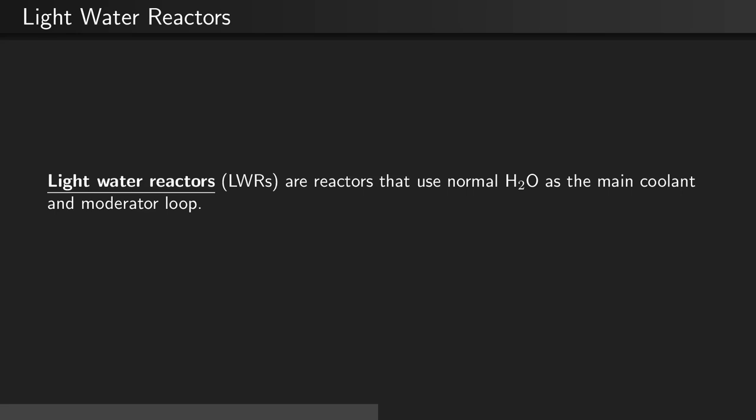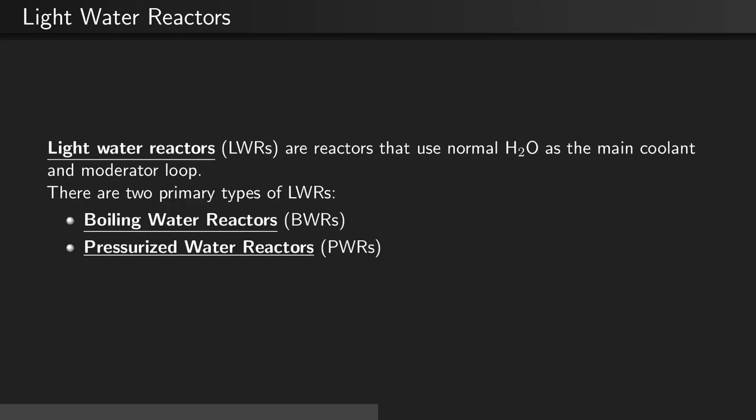Light water reactors are reactors that use normal water as the main coolant and moderator loop. There are two primary types of LWRs, boiling water reactors or BWRs, and pressurized water reactors or PWRs.